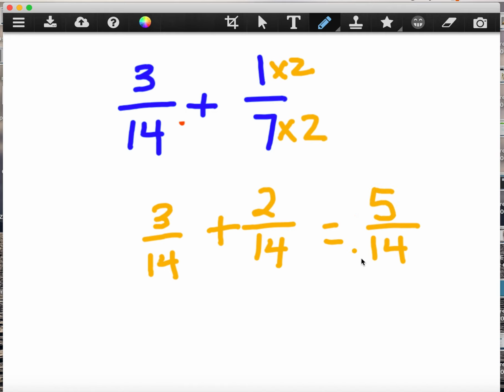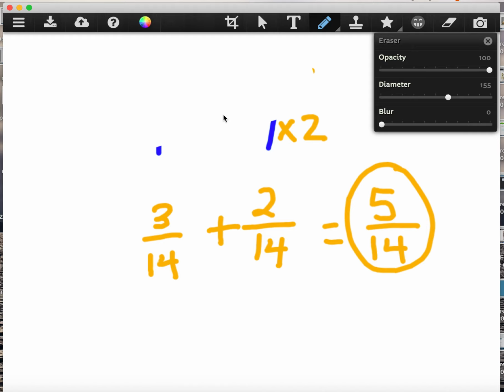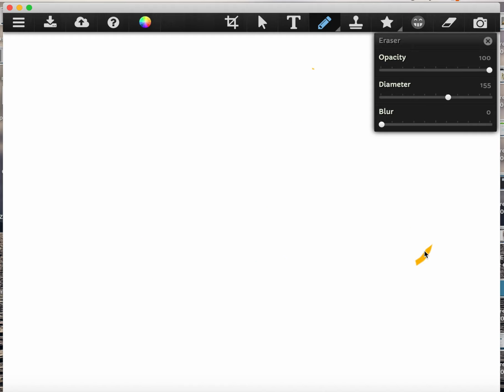5 over 14. And then always look at this to see if you can simplify. The last one, I couldn't simplify, and 5 over 14, there's nothing that's going to go into both of them. So that's my final answer that I come up with. Okay? All right, let's look at another one. Remember, you can go back and look at these again if you need to. Rewind it and look at it again.